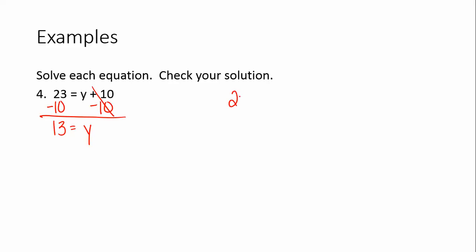And we need to check that solution by plugging the 13 in for the variable. So we have 23 equals 13 plus 10. We're checking that the left side equals the right side. 13 plus 10 is 23. So we get 23 equals 23.